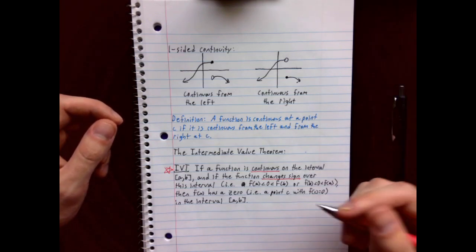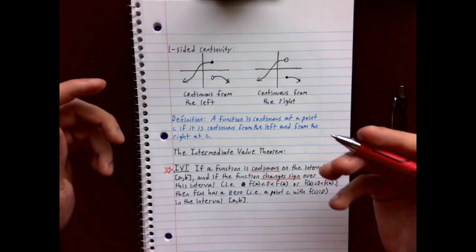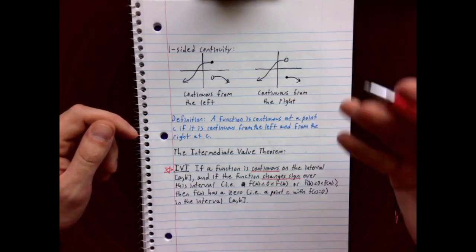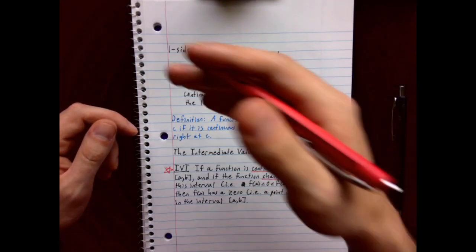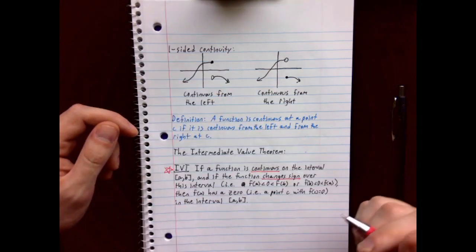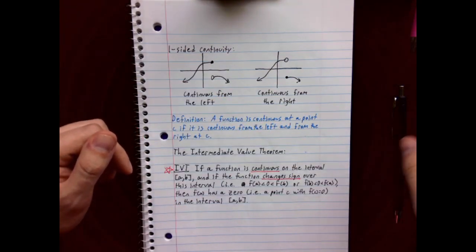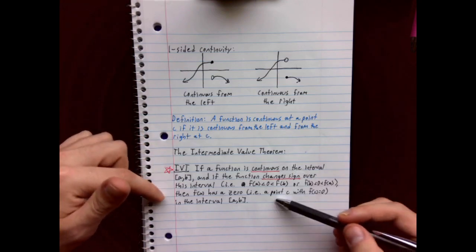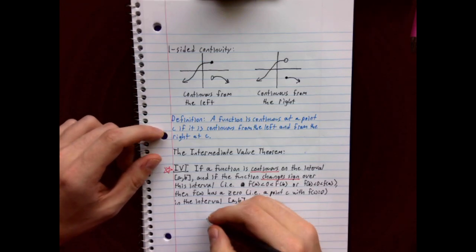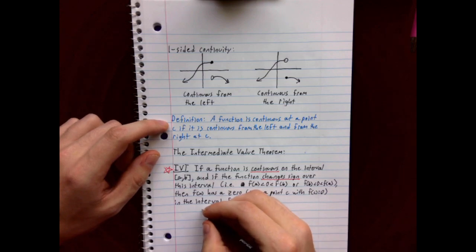So if f of x represents maybe a profit function, you would really want to know when your profit is equal to 0 and when your profit switches from positive to negative. This is a very important piece of information if you're doing economics. So what does this theorem say? Well, maybe let's just illustrate this with a picture.